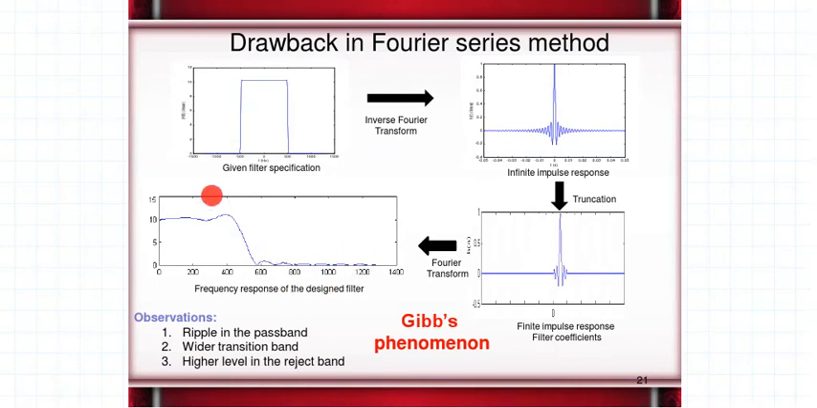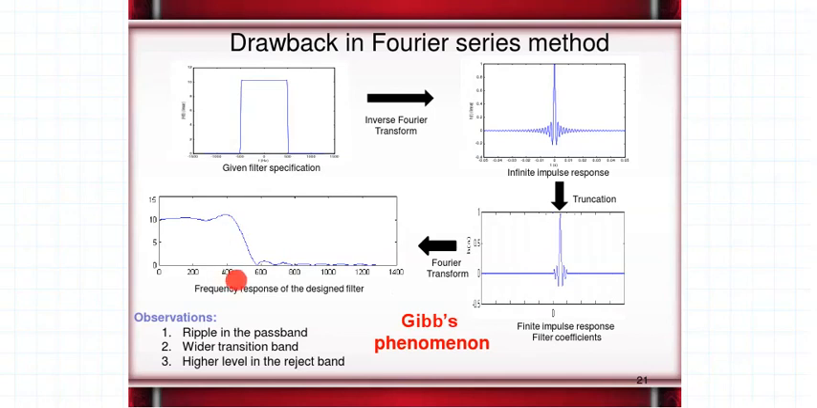I observe certain ripples in the pass band. So ripples are observed in the pass band. Also we observe a wider transition band. So we have not got a sharp cutoff. We have got an output which is making a transition from pass band to stop band. This band we call the transition band.